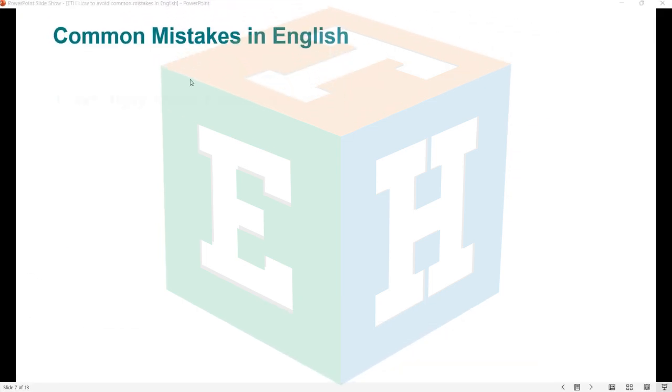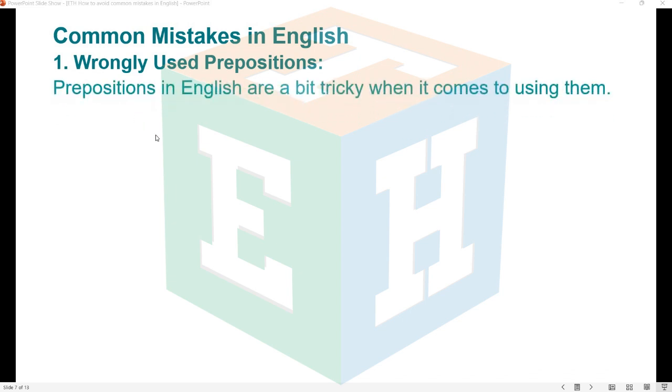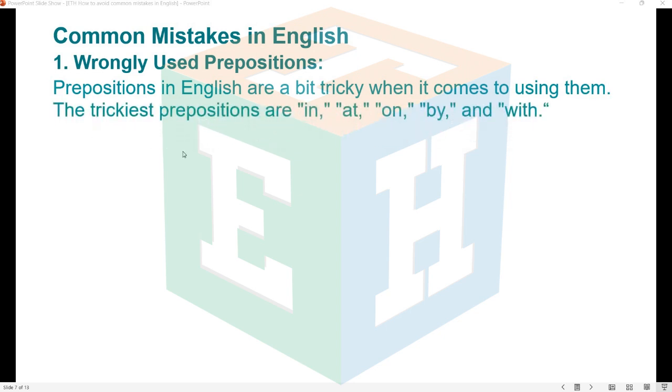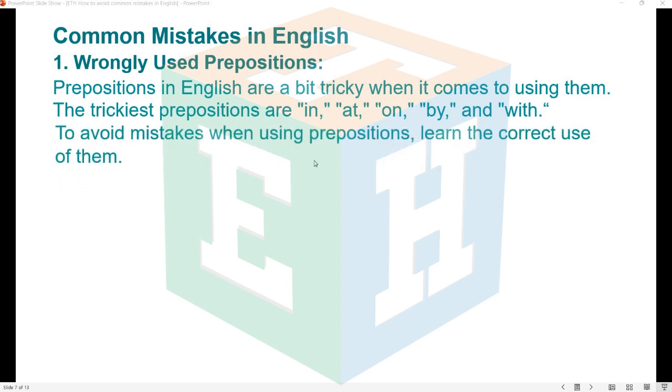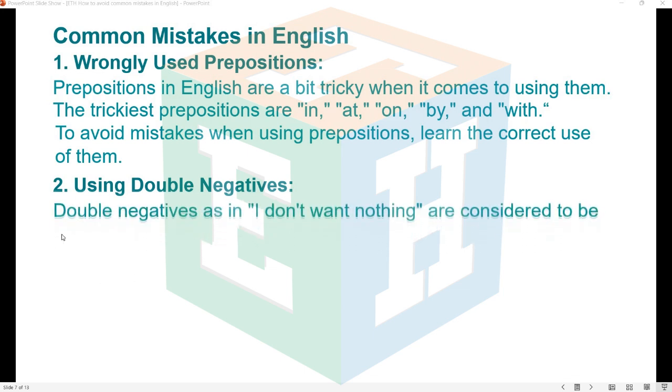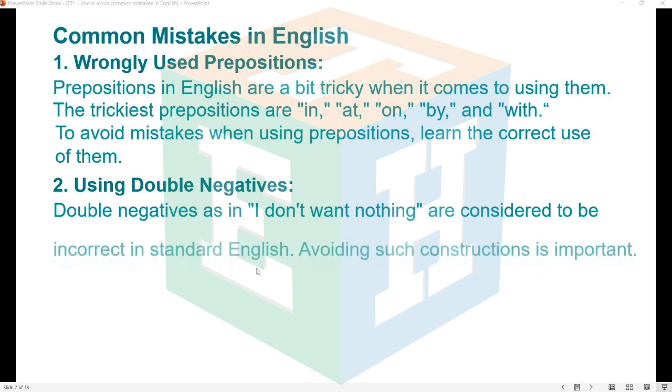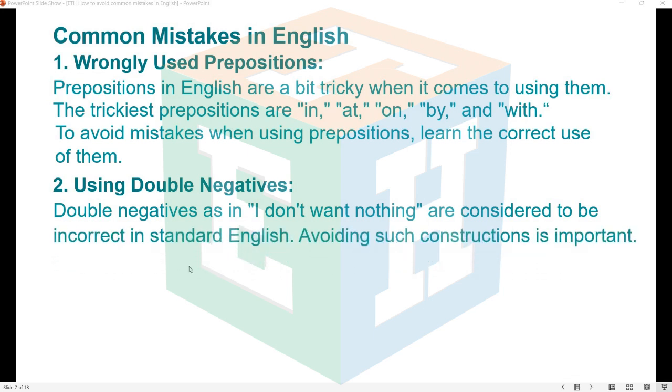Common mistakes in English. Number 1, wrongly used prepositions. Prepositions in English are a bit tricky when it comes to using them. The trickiest prepositions are in, at, on, by, and with. To avoid mistakes when using prepositions, learn the correct use of them. Number 2, using double negatives. Double negatives, as in "I don't want nothing," are considered to be incorrect in standard English. Avoiding such constructions is important.